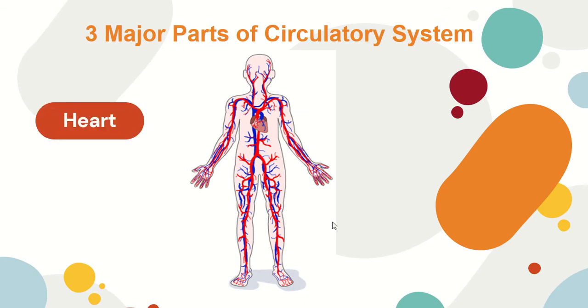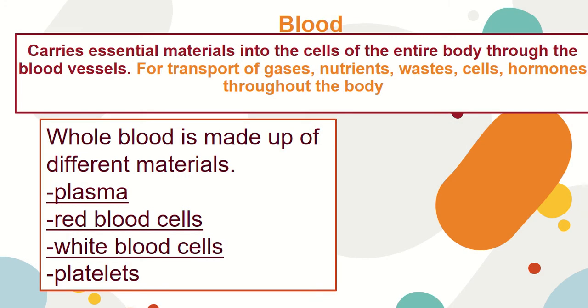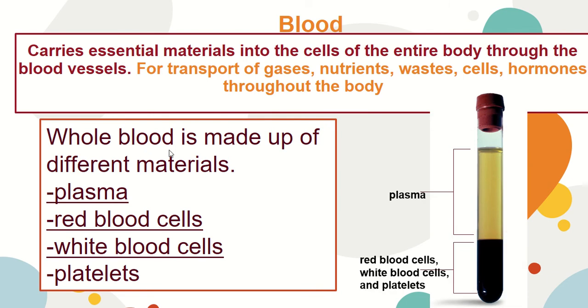Next, aside from the major parts, we have the blood. Blood carries essential materials to the cells of the entire body through the blood vessels. It is used for transport of gases, nutrients, waste, cells, and hormones throughout the body. The whole blood is made up of different materials: the plasma, the red blood cells, the white blood cells, and also the platelets.